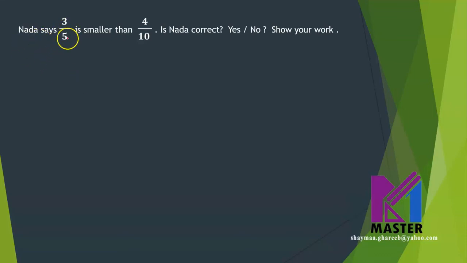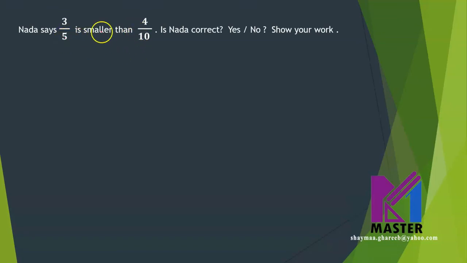Nada says 3/5 is smaller than 4/10. Is Nada correct? Yes or no? And show your work. In this question, to compare these two fractions, I will do the same. I will try to change denominators to be the same. How? By using common multiples. I have 5 and I have 10.